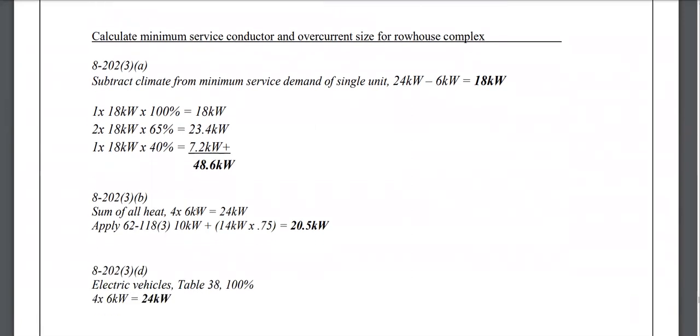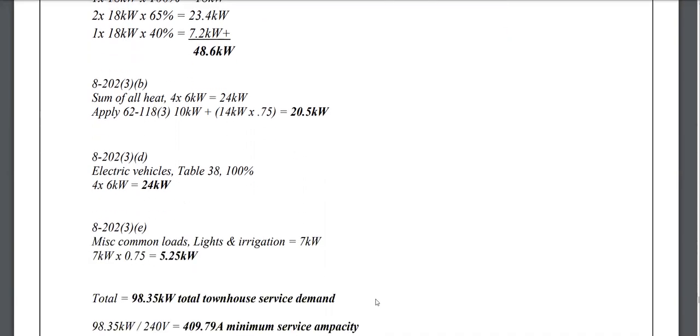I then add the sum of the heat of all of the units. There are 4 units at 6 kilowatts each for 24,000, and I apply 62,118. 10 kilowatts plus 14 times 0.75, rather, gives me 20.5 kilowatts. I go to table 38, they say 100%, so 4 times 6 kilowatts gives me 24 kilowatts.